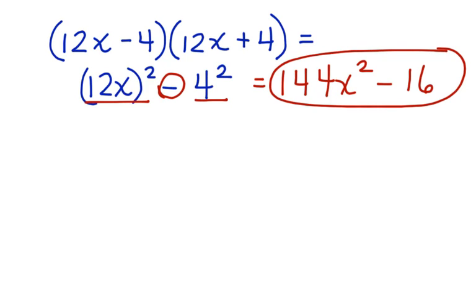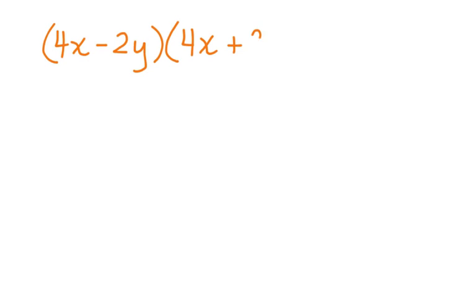Now what happens if there's a second variable? Well, we can work with that in the same way. Take a look. Here we have 4x minus 2y times 4x plus 2y.